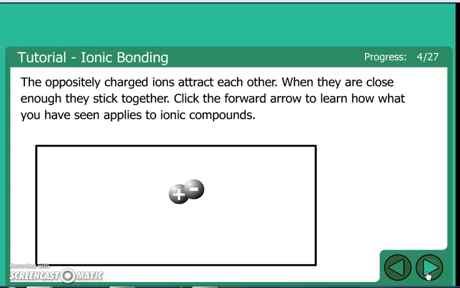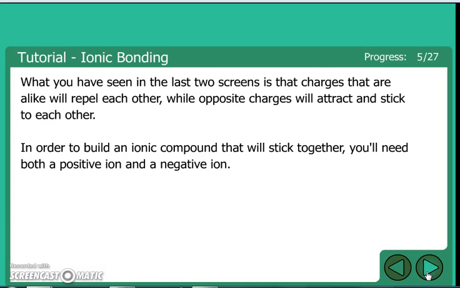The oppositely charged ions attract to each other when they are close enough to stick together. Click the forward arrow to learn how what you have seen applies to ionic compounds. What you have seen in the last 2 screens is that charges that are alike will repel each other, while opposite charges will attract and stick to each other. In order to build an ionic compound that will stick together, you'll need both a positive ion and a negative ion. Okay, now you can answer question number 4.